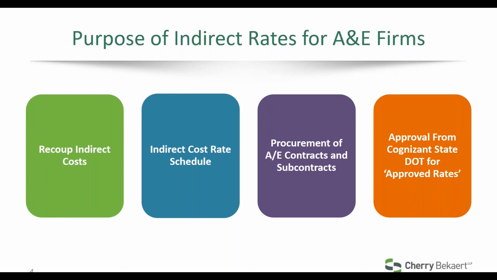Ensuring that the indirect cost rate is properly calculated and contains only allowable costs is a complex endeavor, and it requires a great understanding of the applicable regulations, principles, standards, and guidance. This indirect cost rate is what will be used to procure your A&E contracts and subcontracts. Having an approved indirect rate alleviates the need for an A&E firm to produce much supporting documentation when you're working on contracts or subcontracts in states beyond your home state.